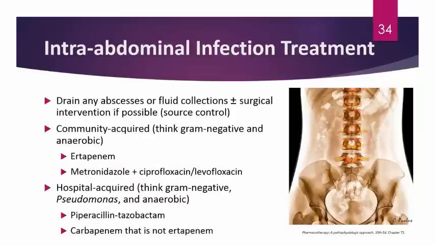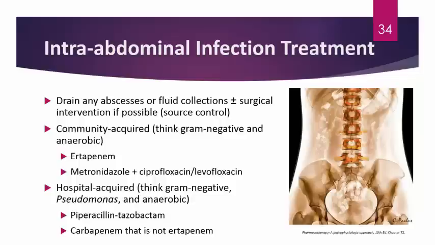For treatment, you always want to do source control first, so drain any abscesses or fluid collections first, and you may need surgical intervention. For community-acquired intra-abdominal infections, we're thinking gram-negative infections as well as anaerobic infections, not necessarily Pseudomonas at this point, because remember, Pseudomonas is mainly a hospital-acquired bug. So as a result, you can use ertapenem for these community-acquired intra-abdominal infections, or a combination of metronidazole, i.e. Flagyl, with a fluoroquinolone like ciprofloxacin or levofloxacin.